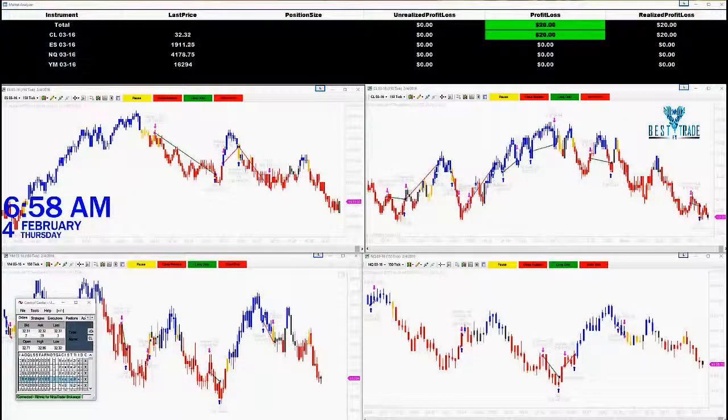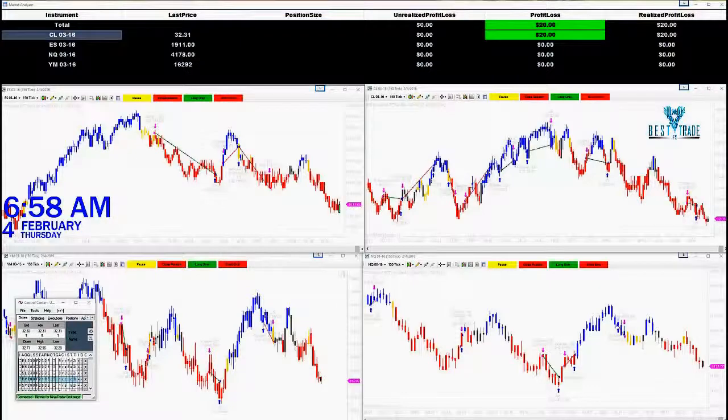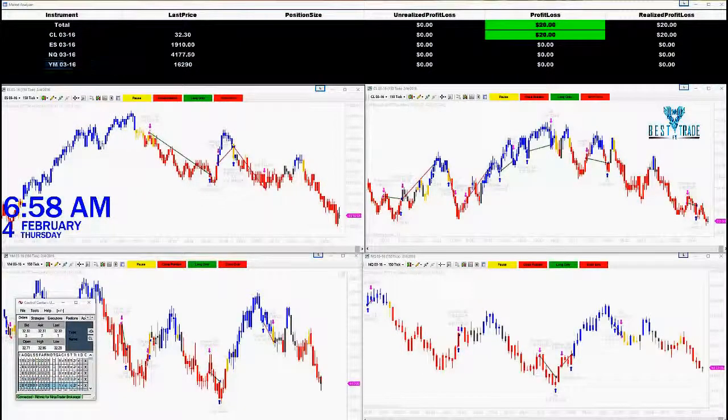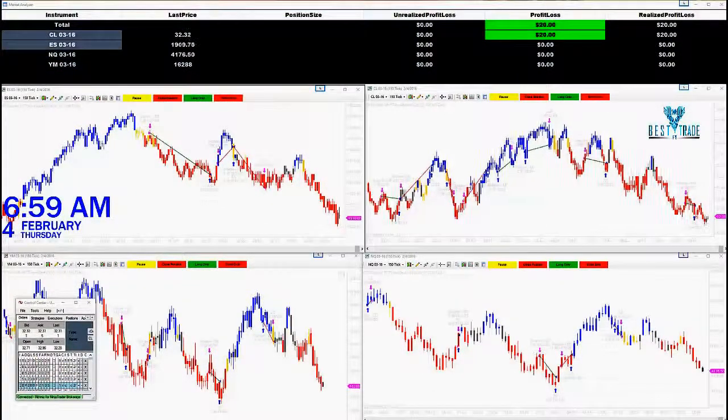We do not use a replay. We all know that is a scam. We're not going to be talking about it because those trades never happen.